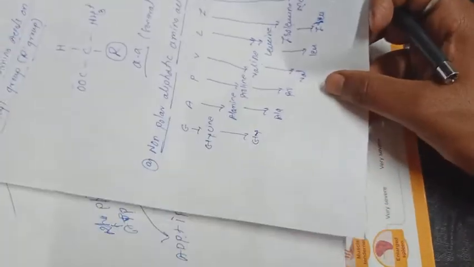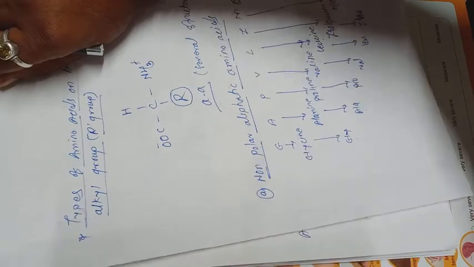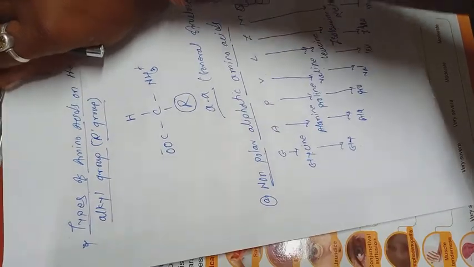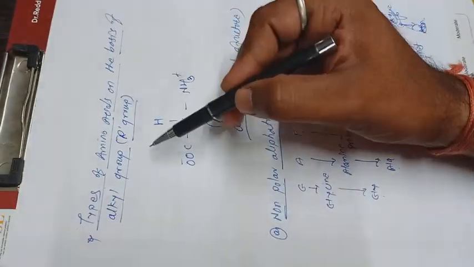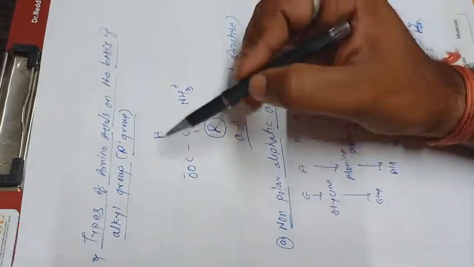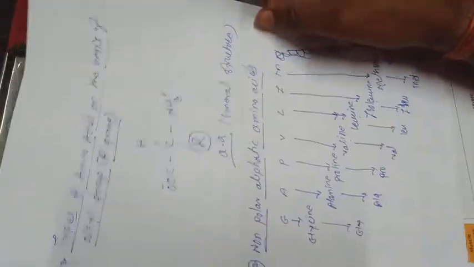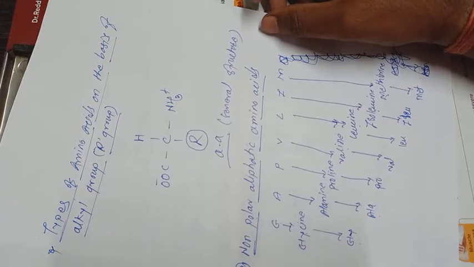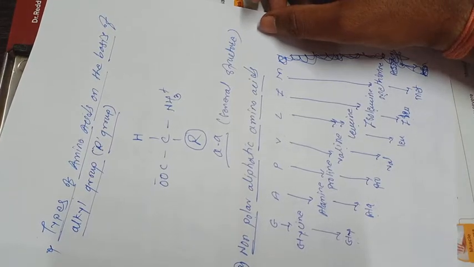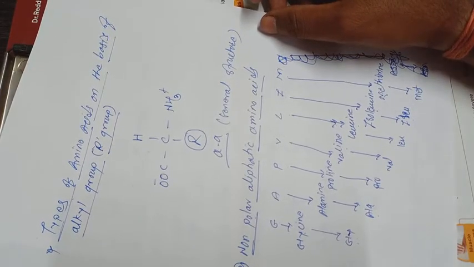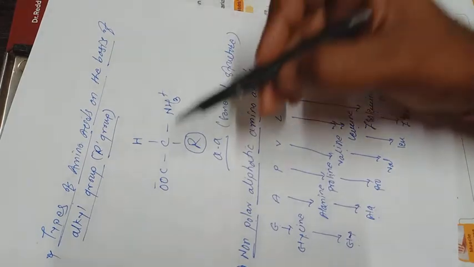So these are the types of amino acid on the basis of alkyl group or R group. Why are these amino acids classified on the basis of alkyl group? Because the basic structure of all amino acids is the same, only the alkyl group changes. So the general structure of amino acid is like this.